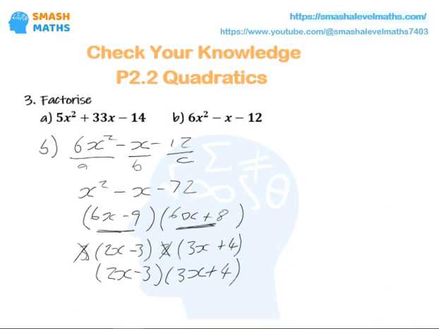Final quick check just to see if it's all working. So there we go, 6x squared. There we've got minus 9x. There's plus 8x. So that gives us the minus x that we're after. And finally, minus 3 times plus 4 is the minus 12. So it's looking like it's all working ever so nicely.